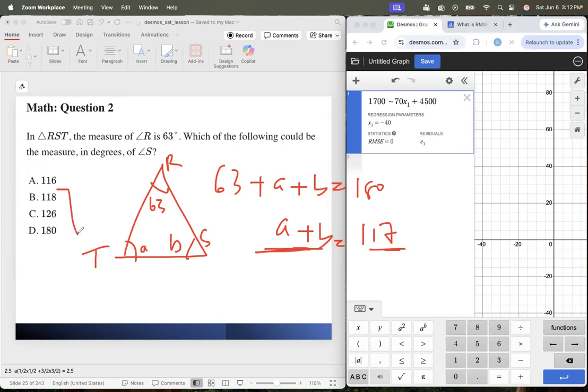Therefore, just by looking at it conceptually, it has to be A. So A could be 117 and the other one will be 1 degree. It never happened, but that's based on the question. It could be, but it cannot be 118. 118 is greater than the actual total. And therefore, your right answer is A.